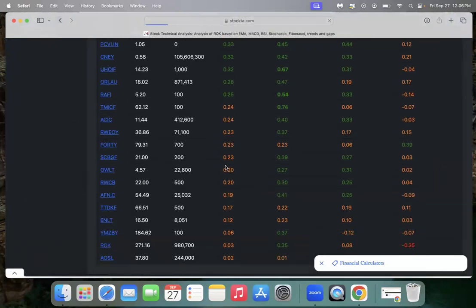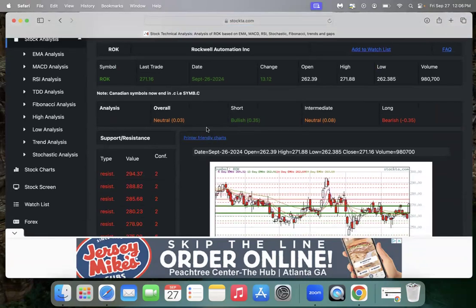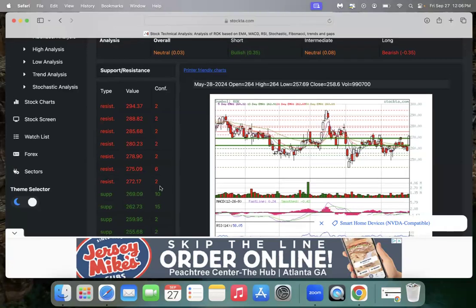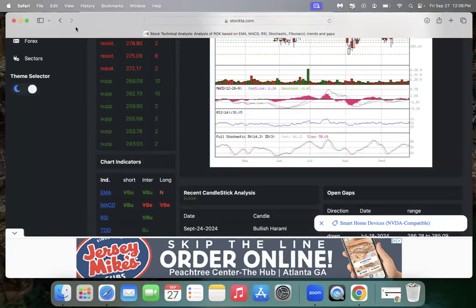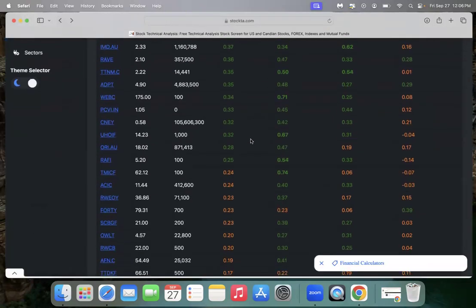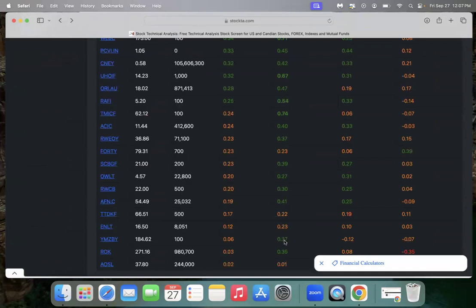Let's try ROK. So ROK, Rockwell Automation, definitely a bigger market cap. So if you look, support at 262, that would be a medium, 269 a medium, small resistance, medium resistance, and then more smaller resistance above. EMA, very bullish short term, very bullish intermediate, neutral long term. Now let's go back and see. So ROK had an overall score of 0.03, so that's why it's neutral. Short term 0.35.